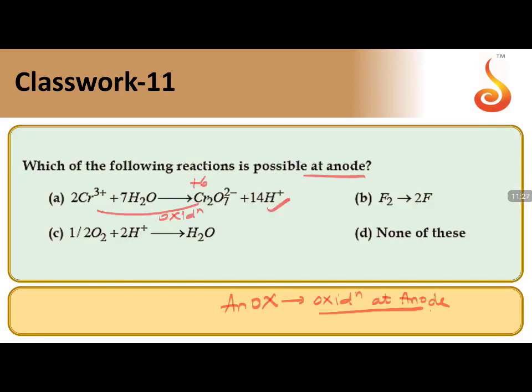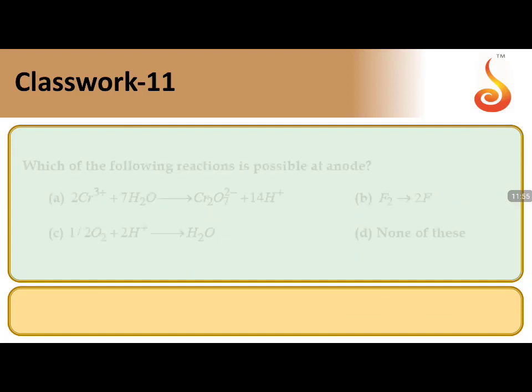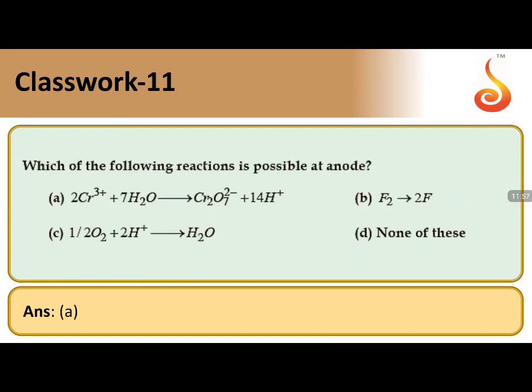So option A is undergoing oxidation. But when it comes to fluorine, 2F, this is 0 oxidation state, this is also 0. No. In this particular reaction, oxygen is moving from 0 oxidation state to -2 oxidation state, which is going to be a reduction process. We are not concerned about reduction. So the only option which is left out, which is undergoing oxidation, is option A. So the answer for this is option A.